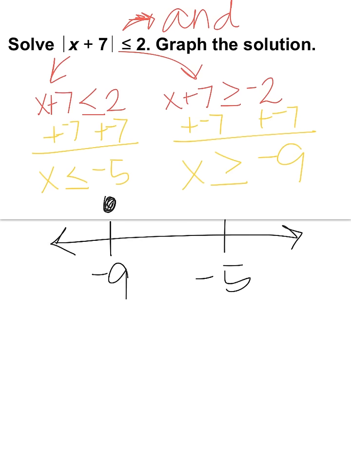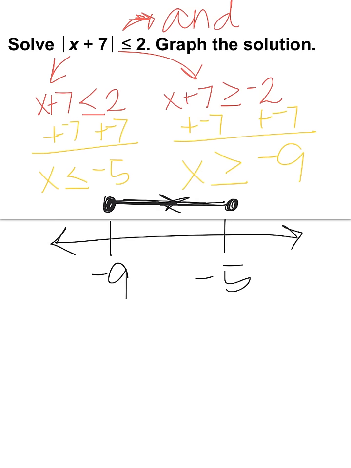They are both going to be a shaded in circle. For x is greater than or equal to negative 9, I would shade to the right. And for x is less than or equal to negative 5, I would shade to the left. There's my overlap, so it's the middle.